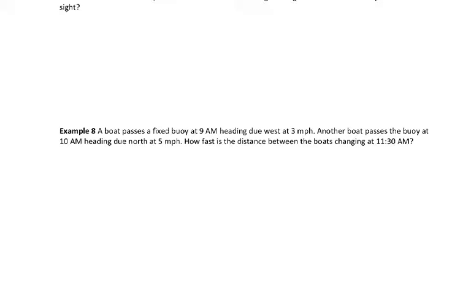All right, so example 8 is a lot like example 7 and 6 in that it's going to deal with a right triangle, but it has an extra layer of complication for how they're giving you information, and that, of course, is the fact that it's dealing with time passing. So let's go ahead and draw a picture. It says a boat passes a fixed buoy at 9 a.m. heading due west at 3 miles per hour.